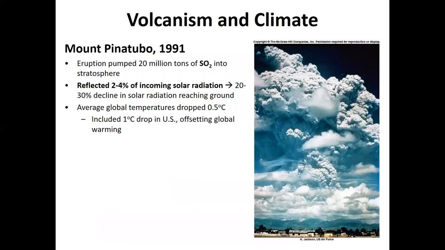Mount Pinatubo in 1991, this eruption pumped 20 million tons of sulfur dioxide into the stratosphere, which reflected 2 to 4% of the incoming solar radiation. So there's a 20 to 30% decline in solar radiation that's actually reaching the ground. And the average global temperature dropped by 0.5 degrees centigrade, which included a 1 degree drop in the US, offsetting global warming for that year.